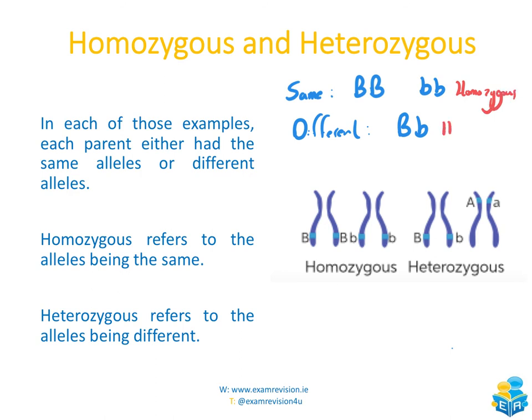And for different, we're going to use heterozygous. Okay, so if you see homozygous, it means that we have the same copy or the same alleles. Heterozygous is different alleles. And we can see that down here as well in the diagram.